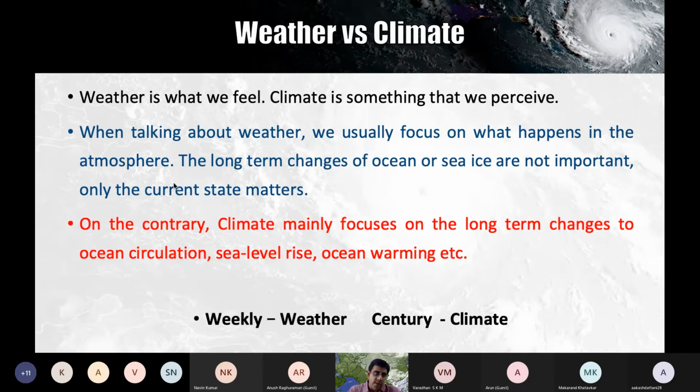Right now we are seeing more cyclones in the Arabian Sea as well. That is a result of climate change, because slowly the ocean has released its heat and it has changed the state of the Arabian Sea. So when you talk about climate, you have to look at the ocean dynamics very carefully, because without that, we cannot see how the climate is going to change in the next 50 years. Sea ice is also important, because of how the glaciers are melting, how the Antarctic and Arctic polar regions are melting. That is also important for climate change. Climate focuses mainly on long-term changes of ocean circulation, sea level rise, and ocean warming, whereas for weather we are only talking about atmosphere.